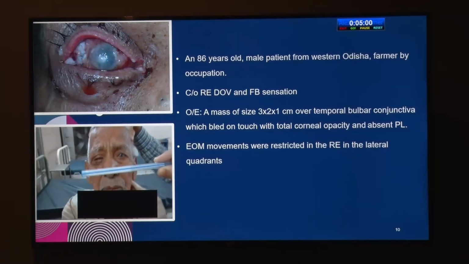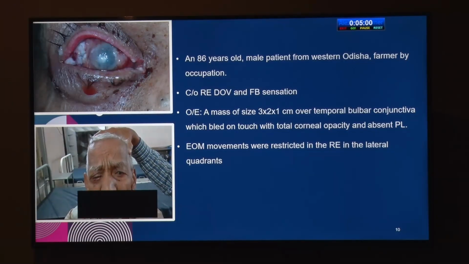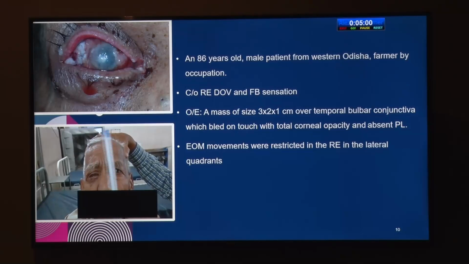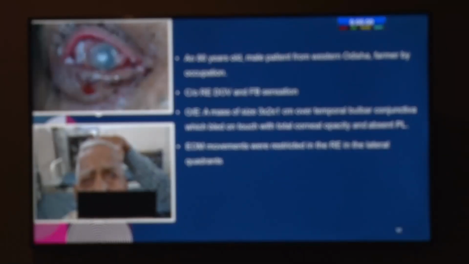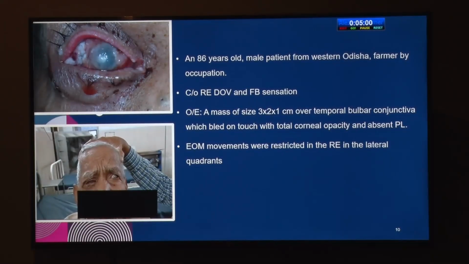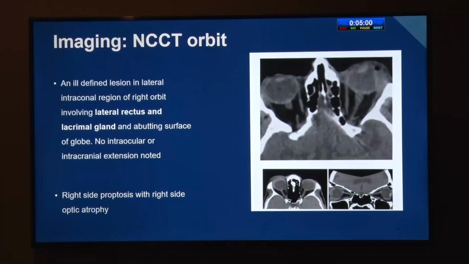Coming to my second case, an 86-year-old male patient presented with right eye diminution of vision and foreign body sensation. Upon examination, a mass of size 3 into 2 into 1 centimeter was found over the temporal bulbar conjunctiva, which bled on touch, associated with total corneal opacity and an absent PL. Extraocular muscle movements were restricted in the right eye in all the lateral quadrants.